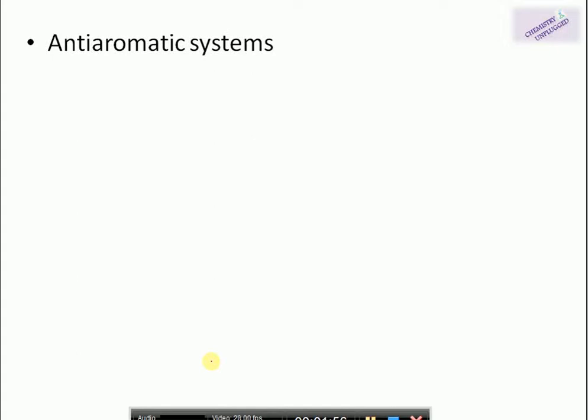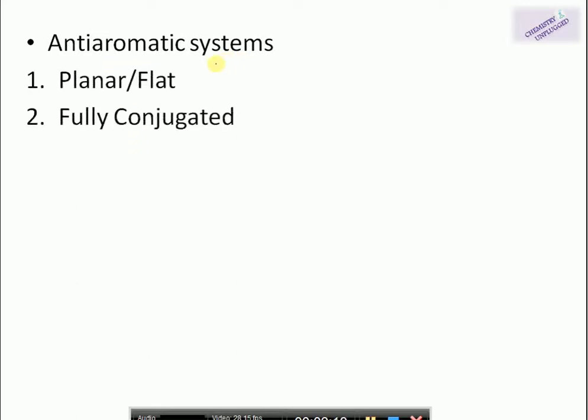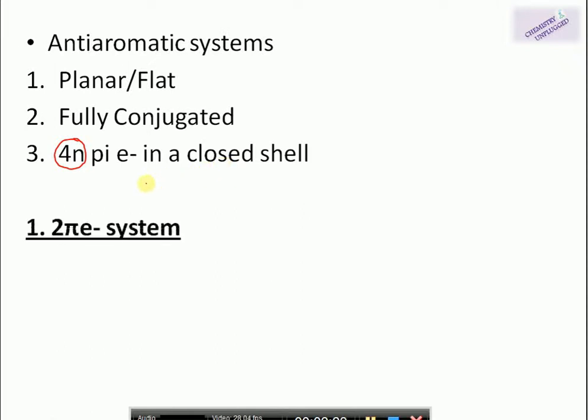Then what are the anti-aromatic systems? Anti-aromatic systems are systems which are planar in nature, meaning they are flat. Second, they are also fully conjugated, similar to aromatic systems, but they follow 4n pi electrons in a closed shell. They have 4n pi electrons in a closed shell.